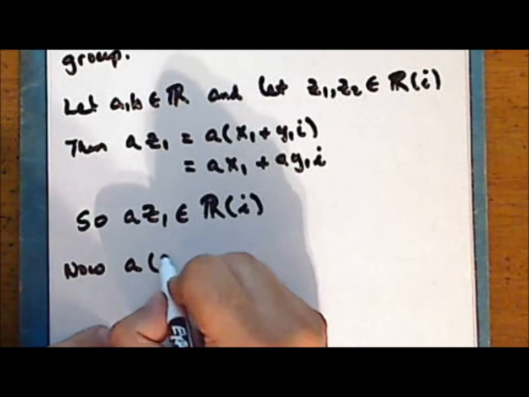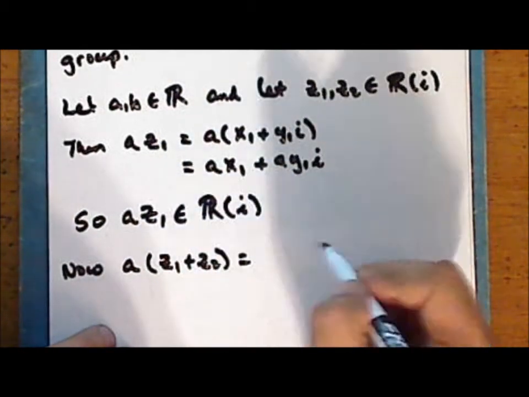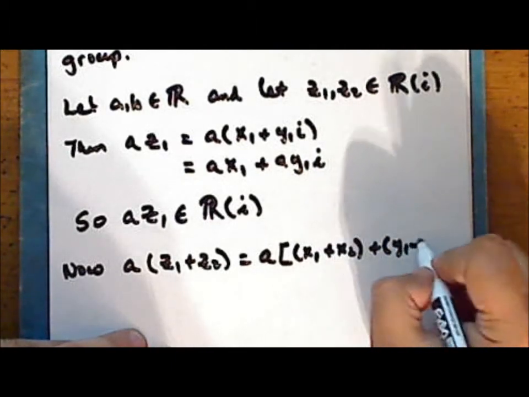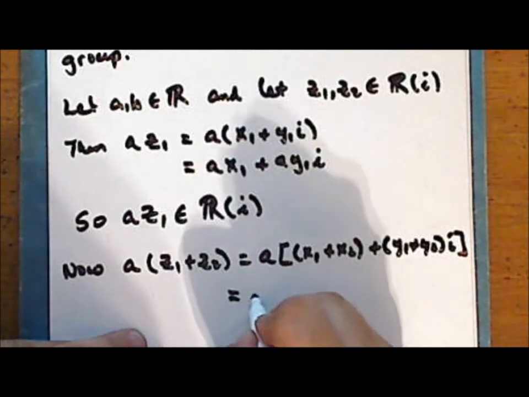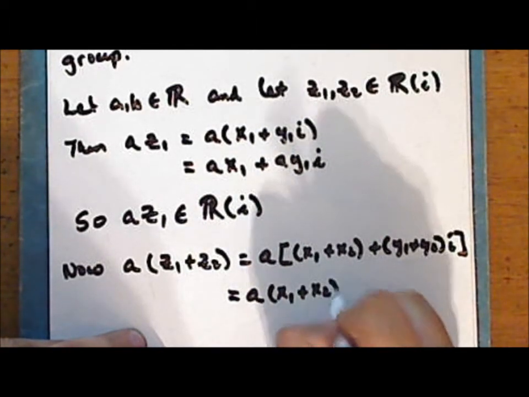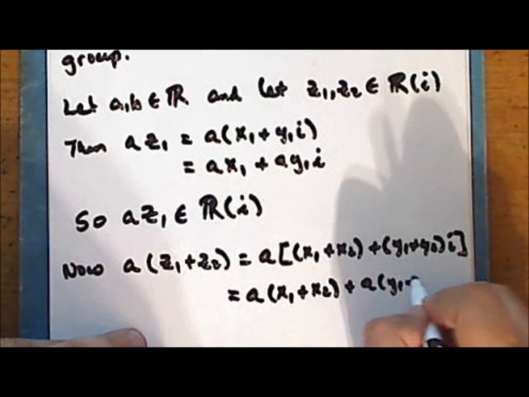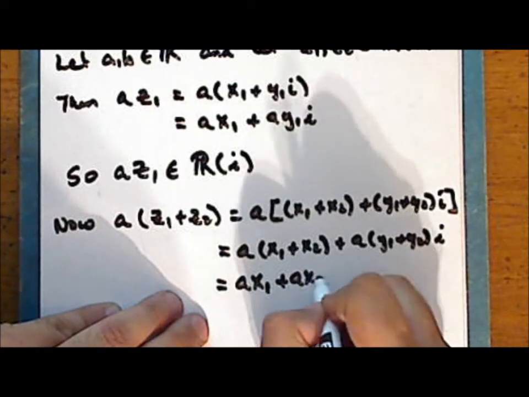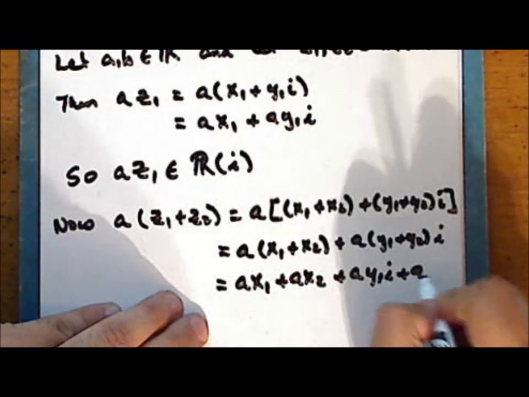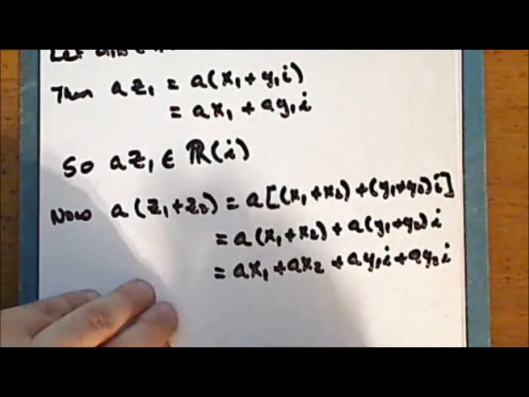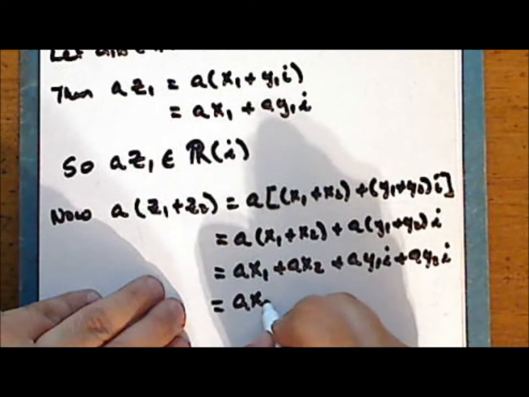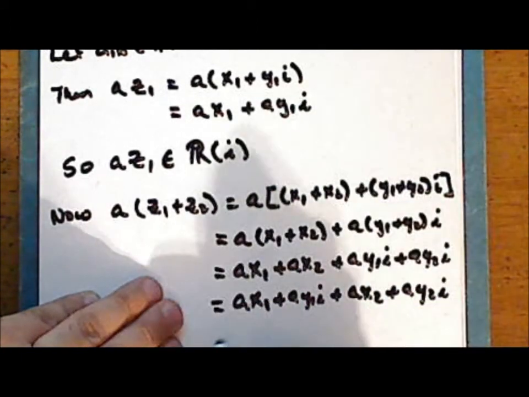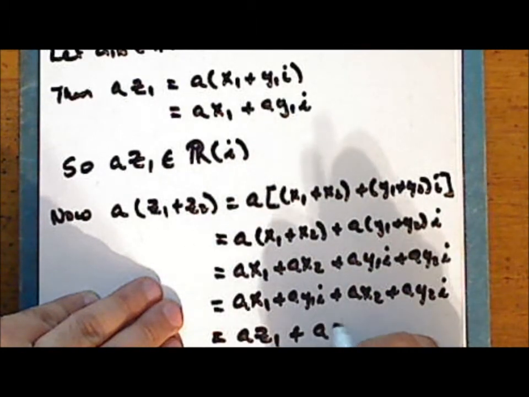And so the set of vectors is closed under scalar multiplication. Now, the scalar A times z sub 1 plus z sub 2 is the scalar A times x sub 1 plus x sub 2 plus the quantity y sub 1 plus y sub 2 times I. This is A times the quantity x sub 1 plus x sub 2 plus A times the quantity y sub 1 plus y sub 2 times I, which gives us A times x sub 1 plus A times x sub 2 plus A times y sub 1 times I plus A times y sub 2 times I. And this is A times x sub 1 plus A times y sub 1 times I plus A times x sub 2 plus A times y sub 2 times I, which is A times z sub 1 plus A times z sub 2.